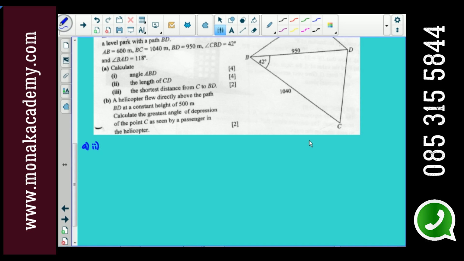Cosine, because we can't use sine, because for a sine we must have at least two sides and an angle. In this case, for us to find the length of that side, one of the other given sides must have its angle, but it doesn't. So we have to use cosine rule. And we're using cosine rule for finding length, right?